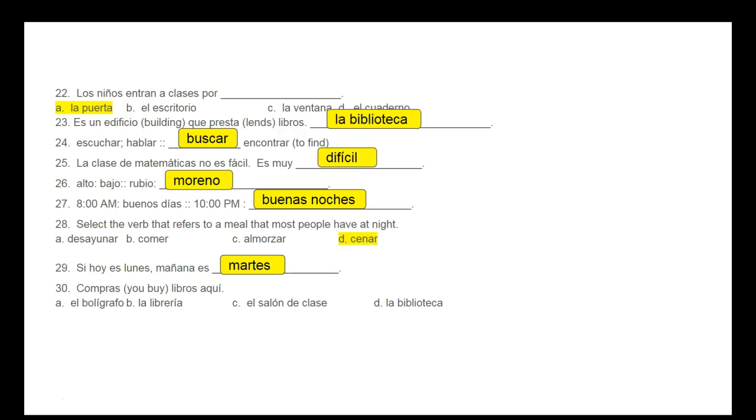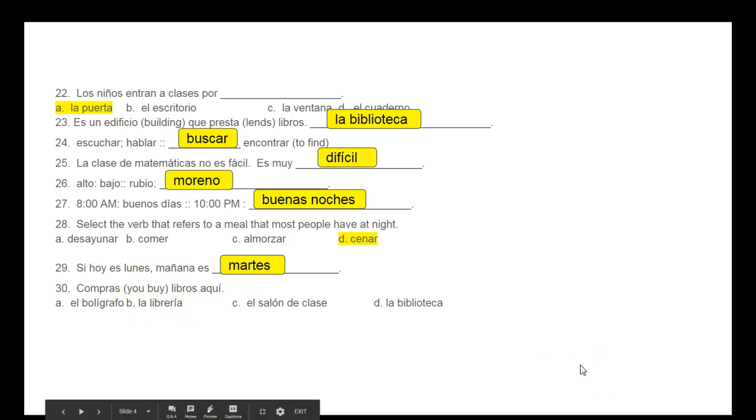Número 30, compras libros aquí. You buy books here. A, el bolígrafo, la librería, el salón de clase, or D, la biblioteca. So your answer actually is B, and I don't think I have it highlighted, so B, la librería, right? So that's a bookstore.